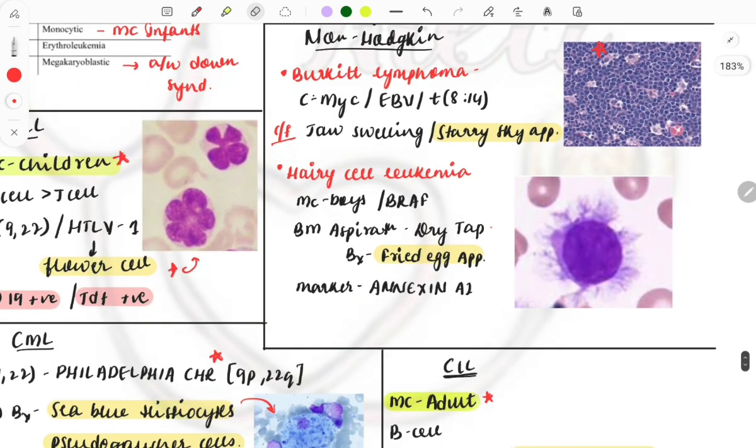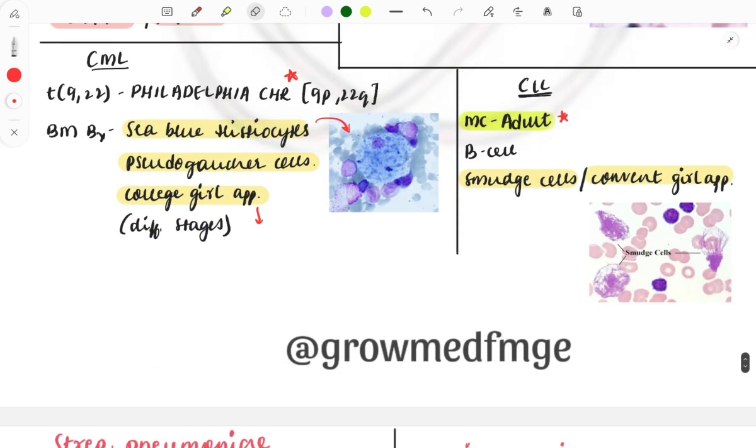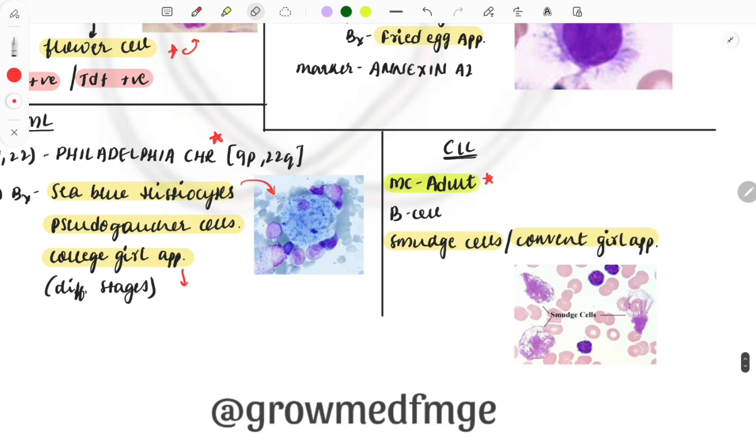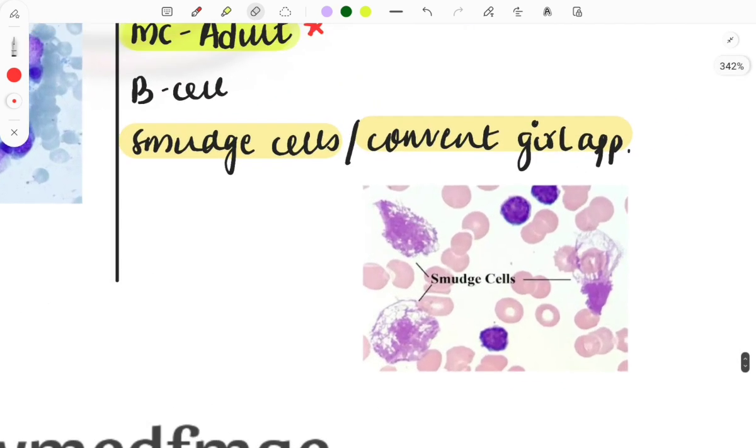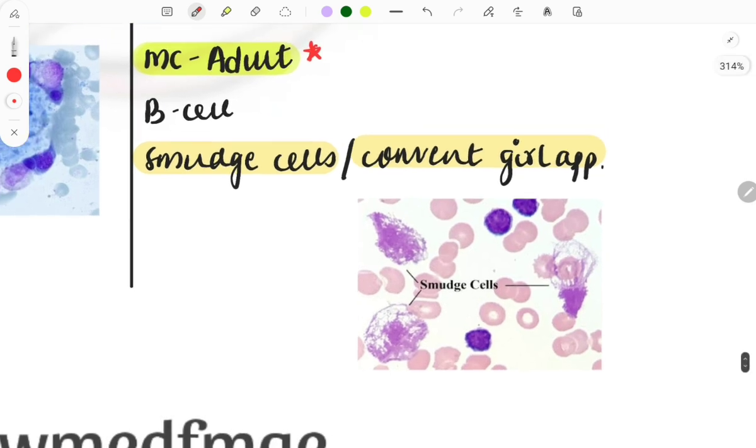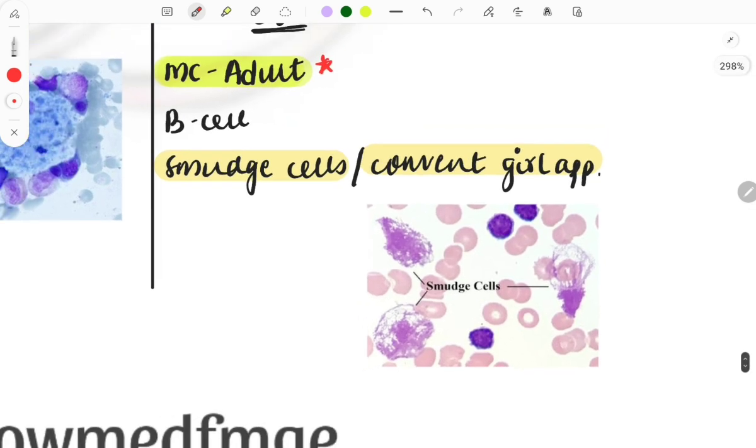Hairy cell leukemia is most commonly seen in boys, and the BRAF gene mutation is involved. Bone marrow aspiration gives a dry tap, with fried egg appearance, and annexin 1. Then CLL: the most common type in adults, with B cells, and the appearance is called smudge cells or the Gumprecht shadow appearance. These are the smudge cells, and if given in the question, you can easily come to know. It is a different type of image.